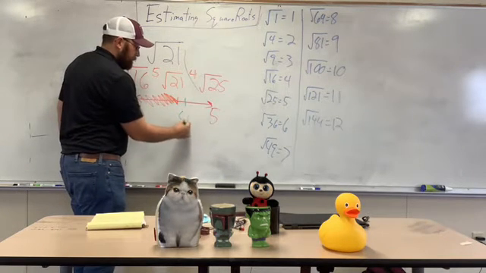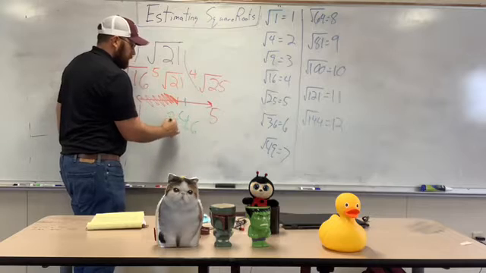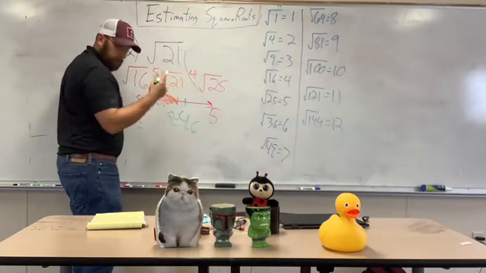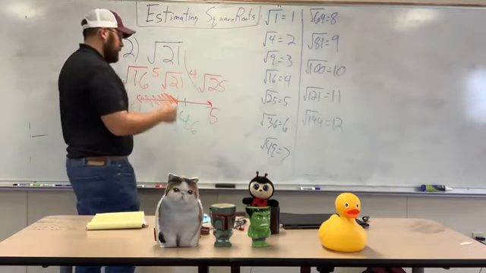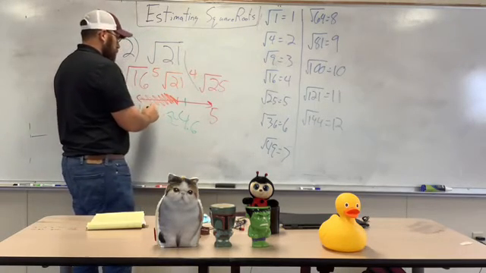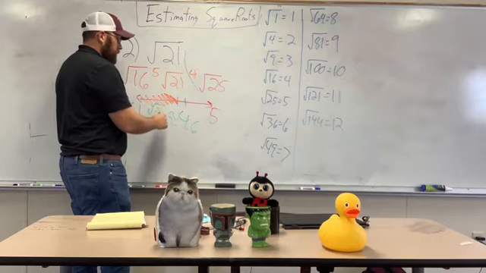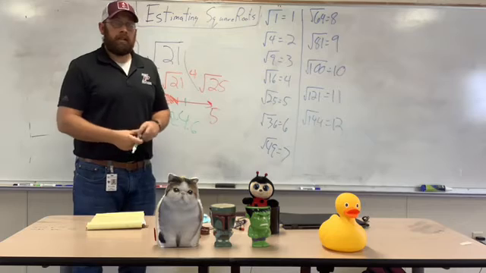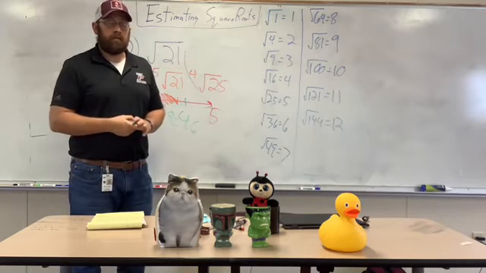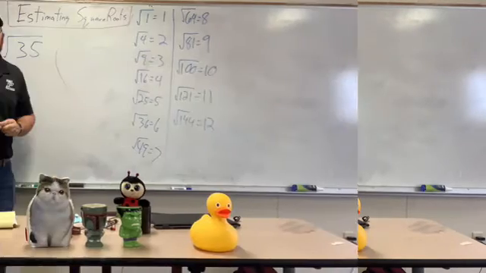4.6. So I'm saying 4.6. And the actual answer is 4.58. So I am close. So the square root of 21 is approximately 4.6. As long as you get close to it, you're all right. Unless you can do it all in your head.